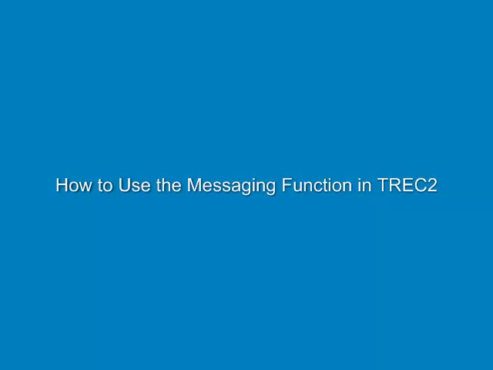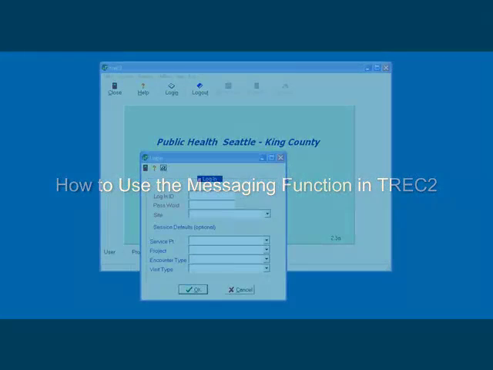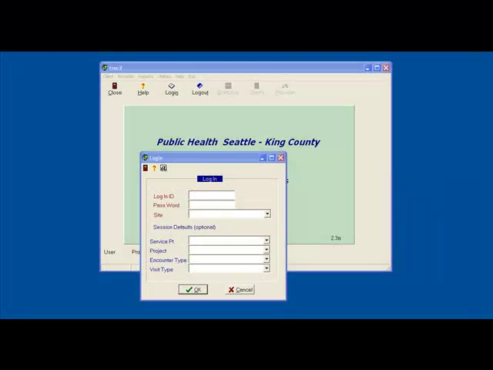I'm going to talk about how to use the messaging function in TREC2. The messaging function acts as a communication tool between you and other staff. You can use it to communicate any changes about a client or message other team members with requests to follow up with a client on specific issues. Any staff may initiate a message to any other staff that has a user ID in TREC2. The messaging function in TREC2 is secure and encrypted, so you can use client names.